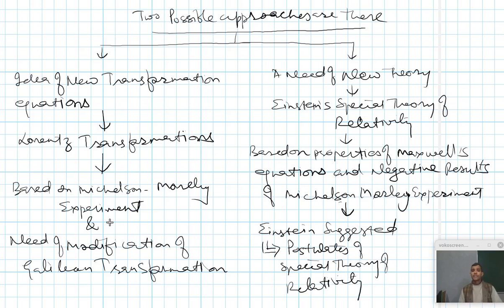So in this chapter, or in this section, I will discuss both Lorentz transformation and special theory of relativity, and both will give the same result. So first of all, I will discuss with you the Lorentz transformation, then after that its consequences, and finally I will talk about the Einstein special theory of relativity. Right? So that's all for this lecture.